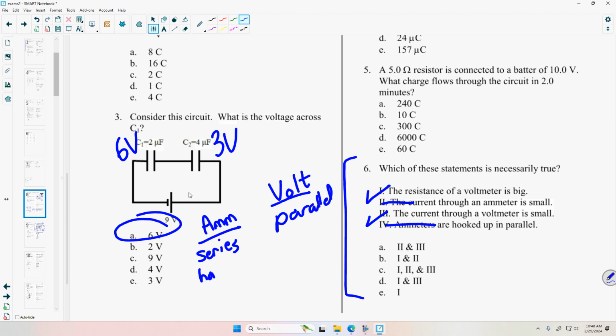Ammeters have a small resistor, and voltmeters have a big resistor. An ammeter is basically just a piece of wire. A voltmeter is a really big resistor, tens of thousands of ohms.